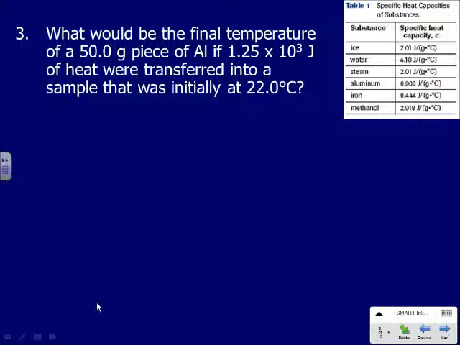Okay. What are we looking for in this one? What are you trying to find? Yep. T2. Now, you know what? You could substitute it all in and have T2 in there, but that becomes a little tricky.